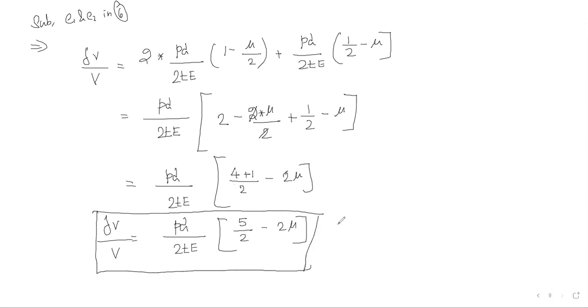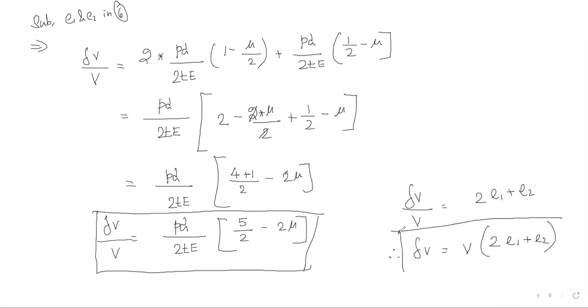On the other hand, we have another relationship, that is del V by V is equal to 2 times E1 plus E2. So from this, change in volume del V is equal to original volume multiplied with 2 into E1 plus E2. E1 is nothing but circumferential strain and E2 is nothing but longitudinal strain. So these are the formulas we are going to use to calculate the change in volume, longitudinal strain, circumferential strain and volumetric strain.